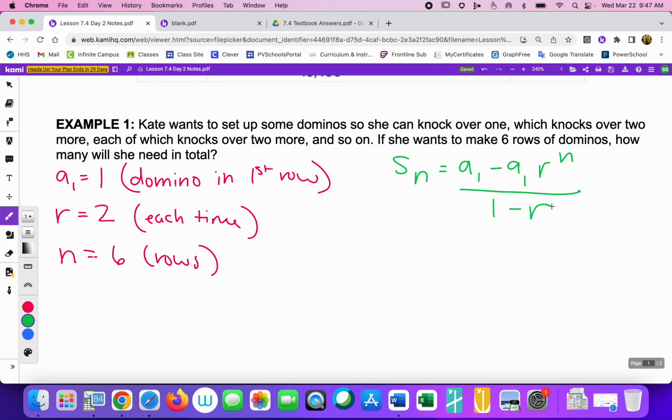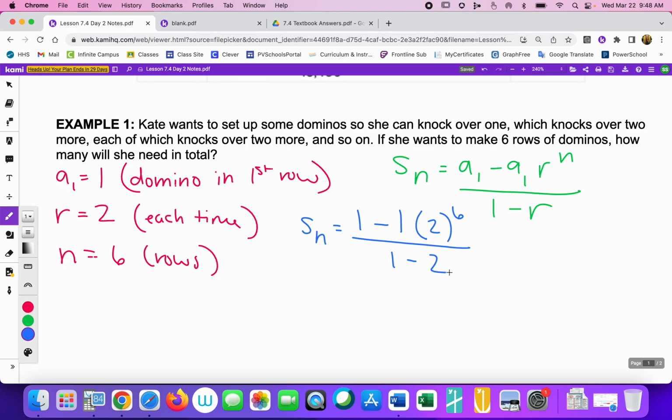So we have A1, we have R, we have N. So we have everything. So we need to plug it in the formula. Then the calculator will do basically the rest of it. Okay, but take the time to plug it in appropriately. So we're finding the sum. If you wanted to put sum of 6, you could do that, but I'm not going to be picky. A1 gets plugged in twice. So 1 minus 1 times 2 to the 6th power over 1 minus 2. So I just put everything in its spot.